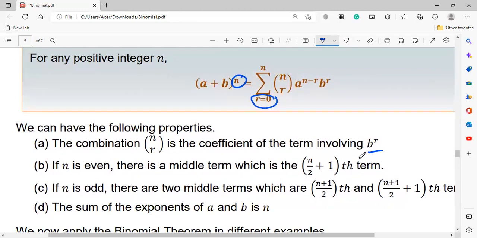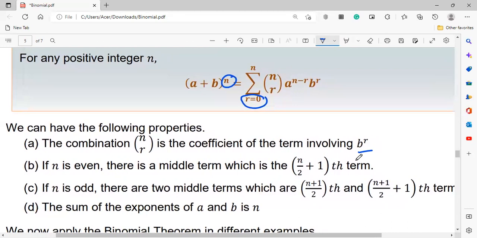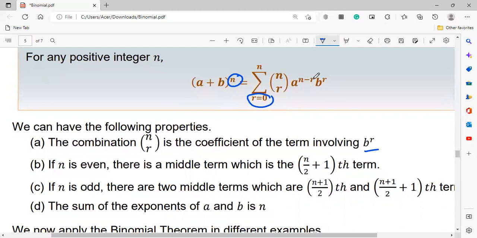If n is even, there is a middle term, which is the n over 2 plus 1 term. And if n is odd, there are two middle terms, which are n plus 1 over 2 and n plus 1 over 2 plus 1 term. And the sum of the exponents of a and b is also n. So you notice here, n minus r plus r is n. Yun ang sinasabi niya.